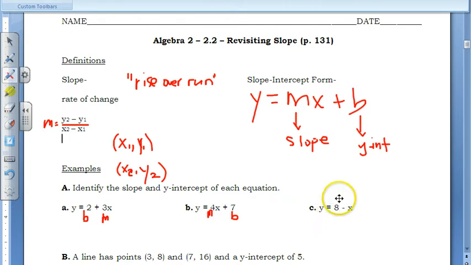Last one, my number by itself is 8, so that's the intercept. Now there's no technical number in front of the x, but what hopefully you recognize is when you have no number, no coefficient, it is what I call the invisible 1. So the slope in this case is actually -1 because of the minus and the invisible 1.